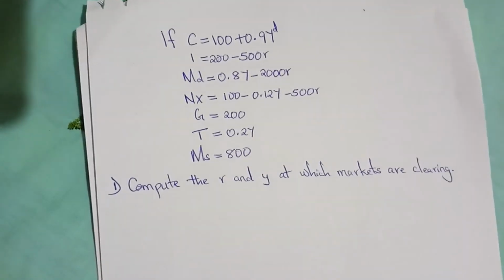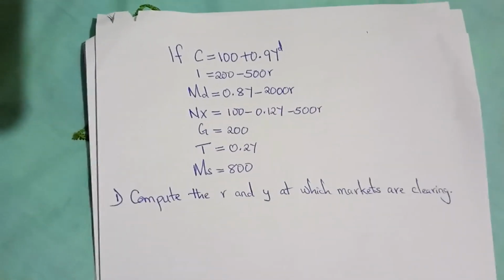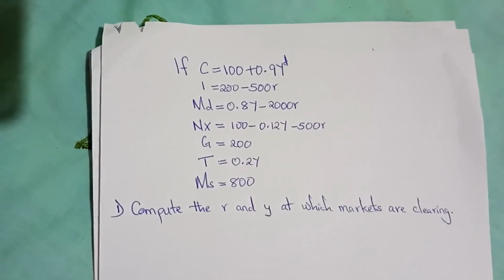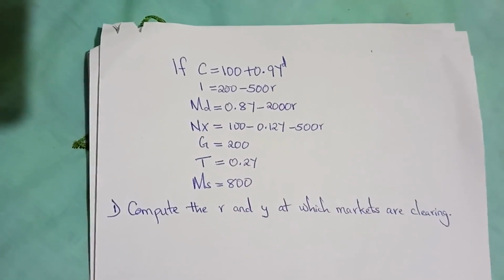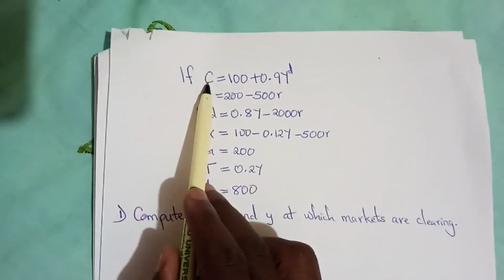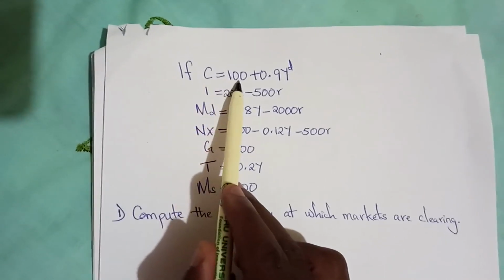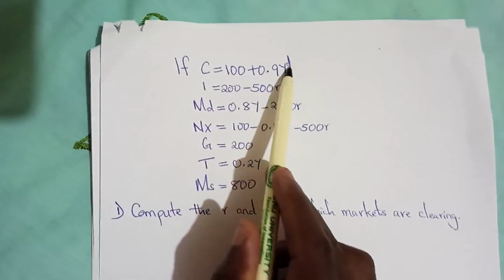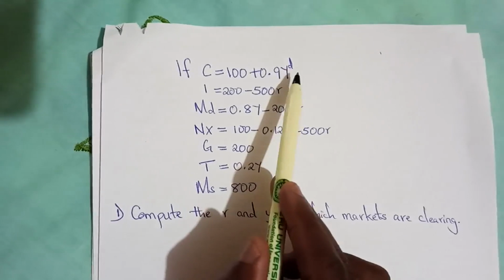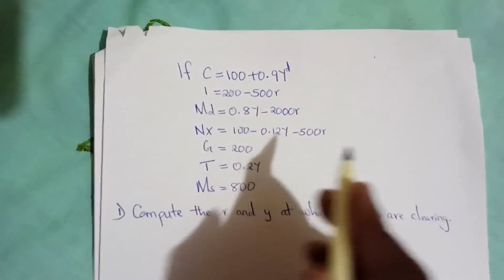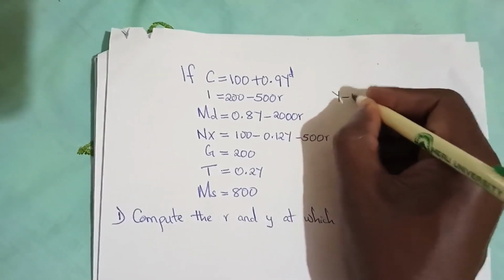Hi guys, I want to show you how you can calculate the equilibrium interest rate and the equilibrium income at which markets are clearing given a series of equations such as the C, which represents consumption, which is equal to 100 plus 0.9 YD. Recall that YD is disposable income, which is a result of Y minus T.